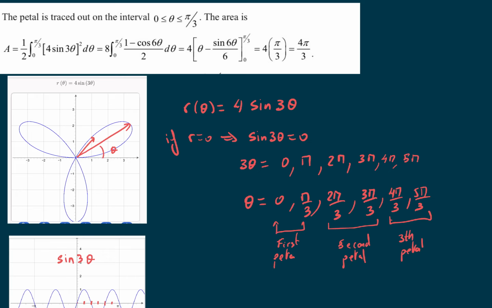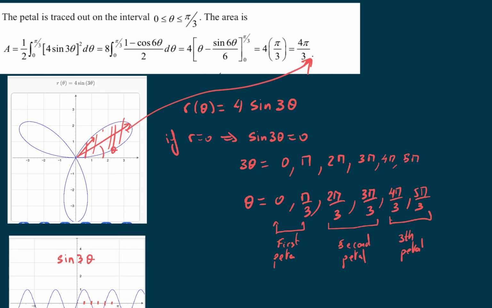So I need to integrate from 0 to pi divided by 3. And this integration is not difficult. It's from theta equals 0 to theta equals pi divided by 3. And this integration, you see it, is saying that the value of this area is 4 pi divided by 3. So the total value of the 3 petals is 4 pi.